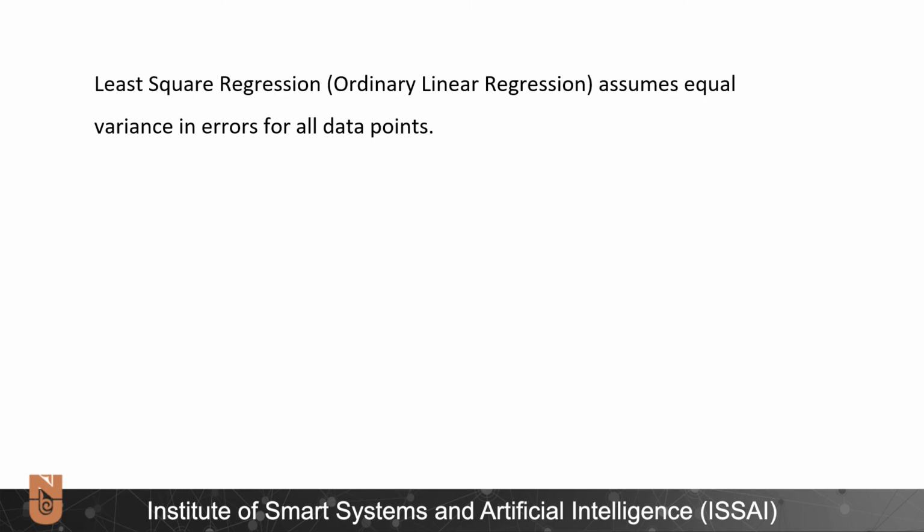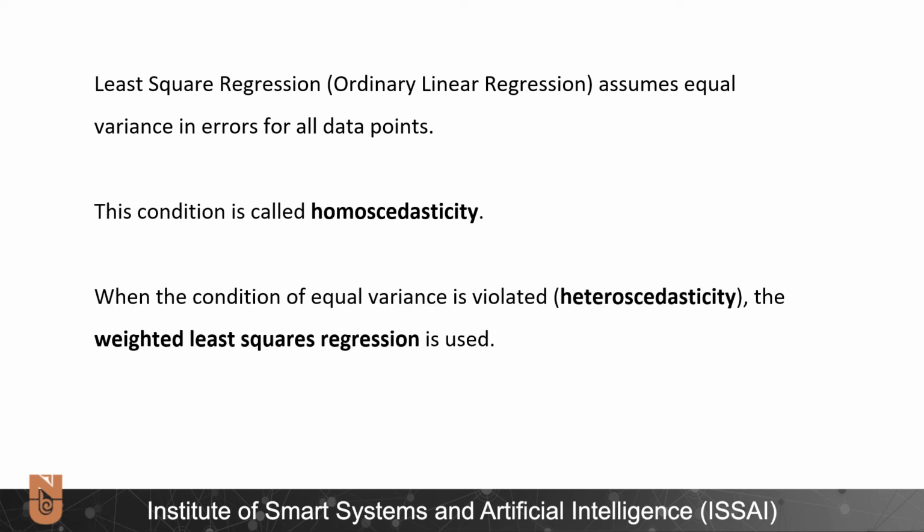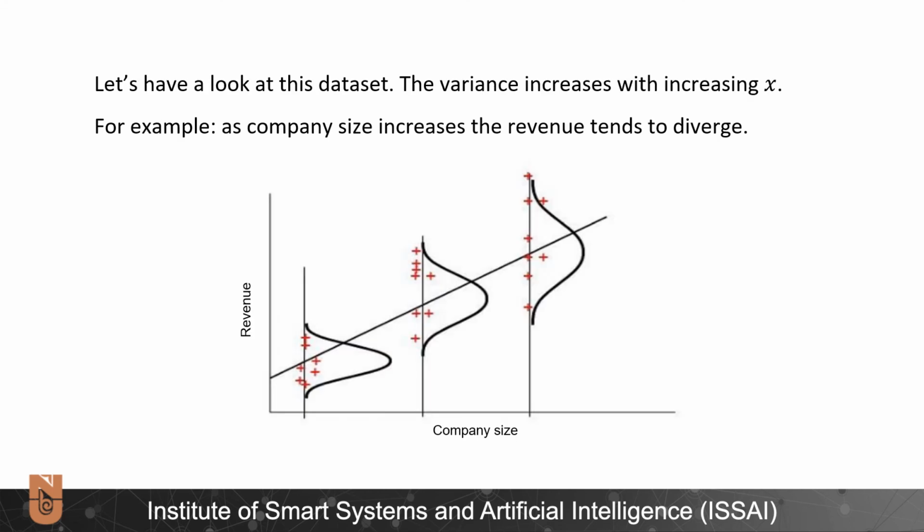Least square regression we have considered assumes equal variance in all data points errors. This condition is called homoscedasticity. When the condition of equal variance is violated, which is called heteroscedasticity, the weighted least square regression is used. To illustrate the weighted least square regression, let's have a look at this dataset. The variance increases with increasing x. As the company size increases, the revenue tends to diverge.